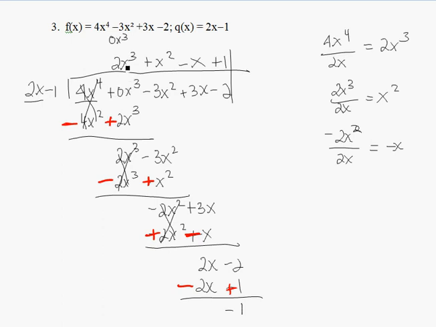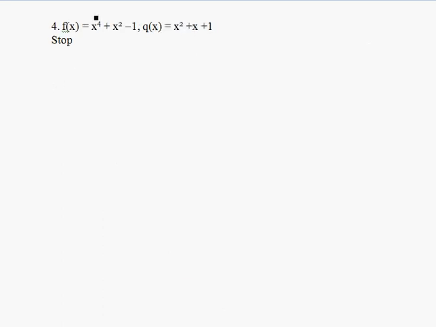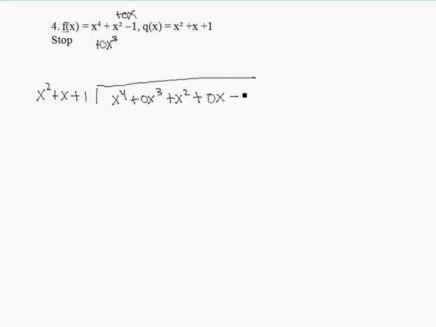Let's try another example where the divisor is not a binomial. So again, our divisor is actually a quadratic, and here I'm missing an x cubed term. I fixed that, and an x term. So I'm going to squeeze those two terms in the dividend. This is going down in degree by 1, so therefore my divisor is all set. So I go x squared plus x plus 1. And then I write down x to the 4th plus 0x cubed plus x squared plus 0x minus 1.